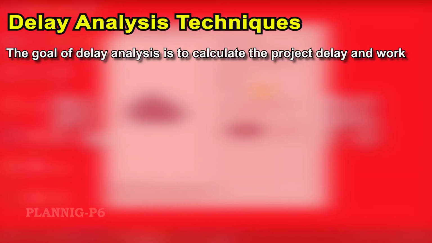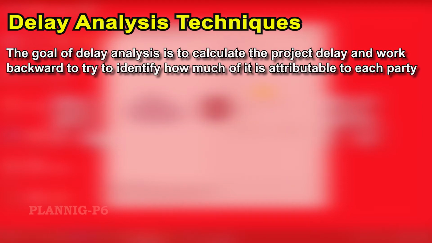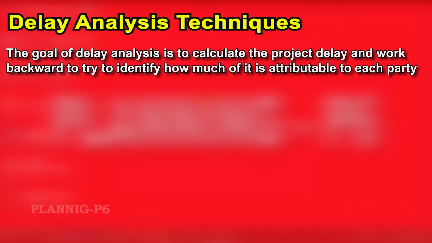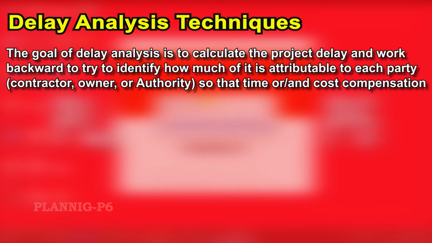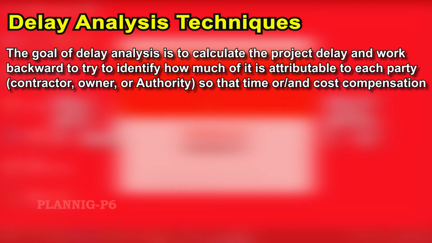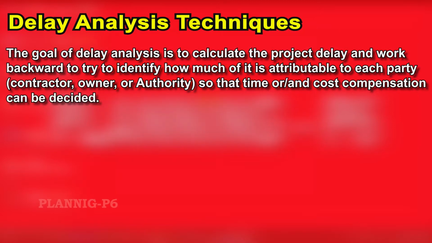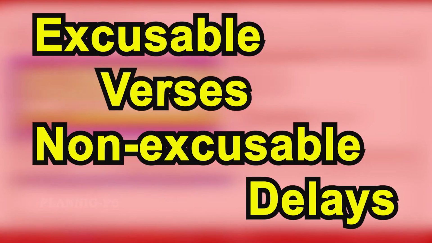The goal of delay analysis is to calculate the project delay and work backward to try to identify how much of it is attributable to each party, contractor, owner or authority, so that time and/or cost compensation can be decided. There are two types of delays. One is for the employer, which is called excusable, and the second one is for the contractor, which is called non-excusable delay.